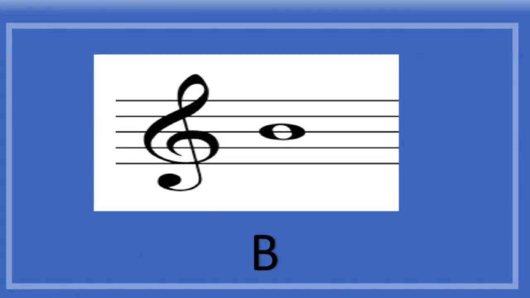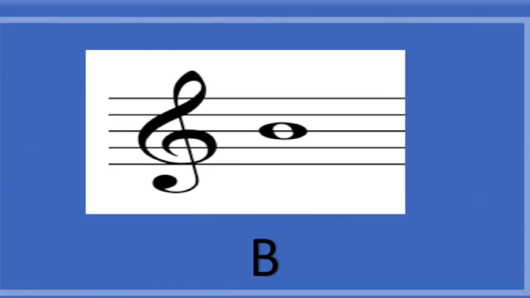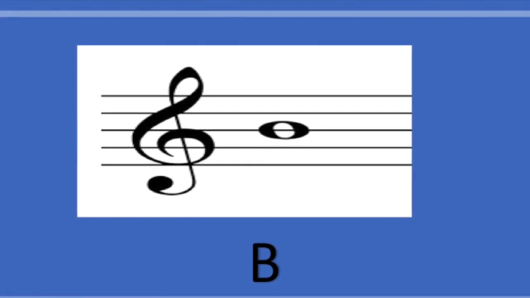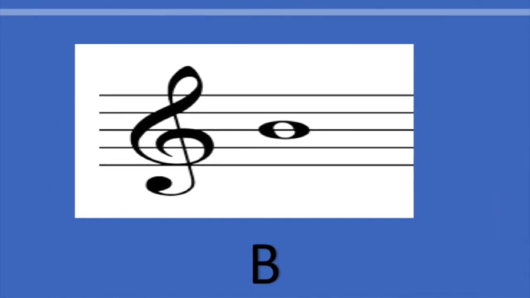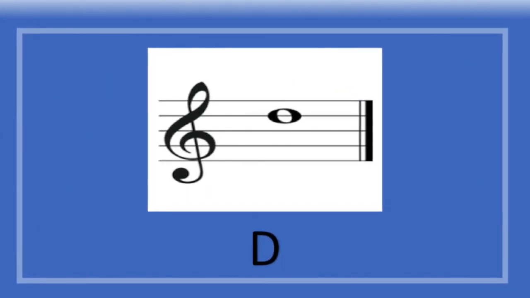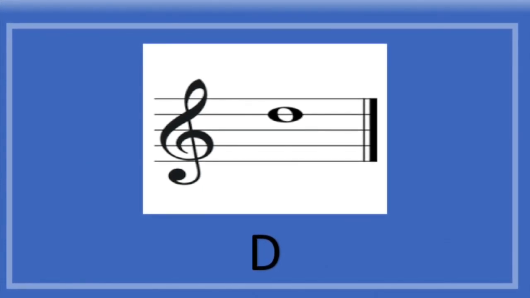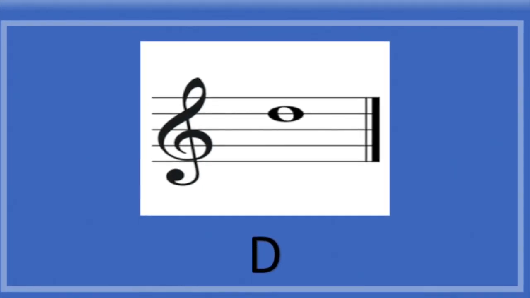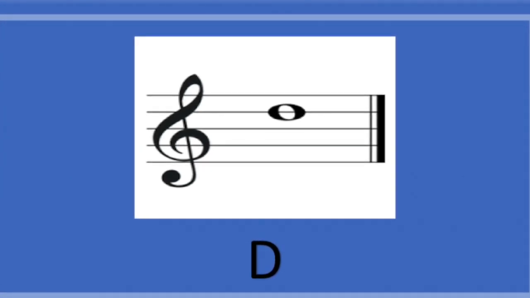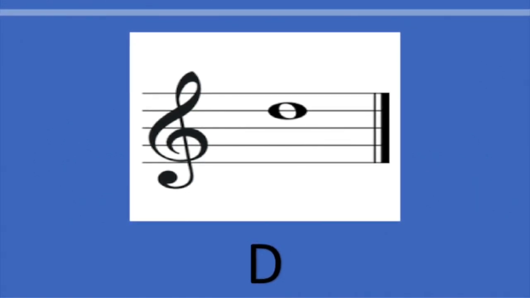This one, the note is located on the third line. Elephants got big. Big is the third word, and the first letter of big is B, so the note is B. What about this last example? Can you decide? The note's located on the fourth line. That's right, our fourth word is dirty. Elephants got big, dirty. Yeah, that's right. The first letter is D, so the note is D.